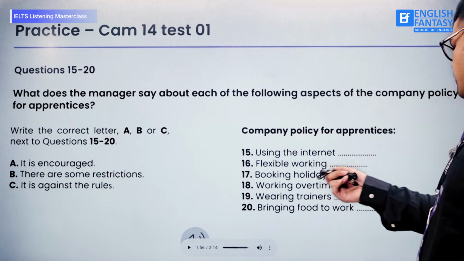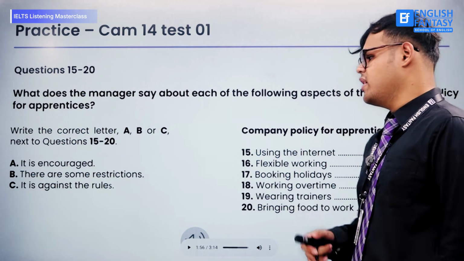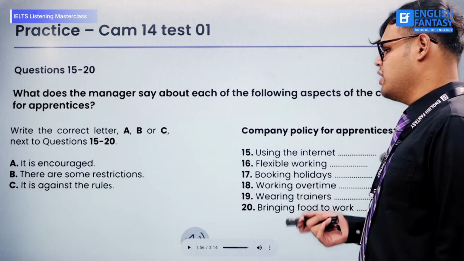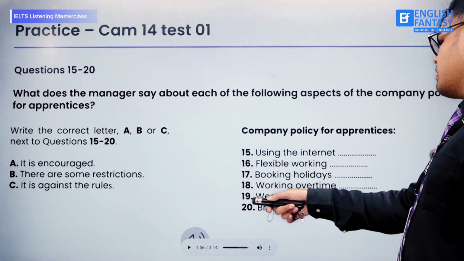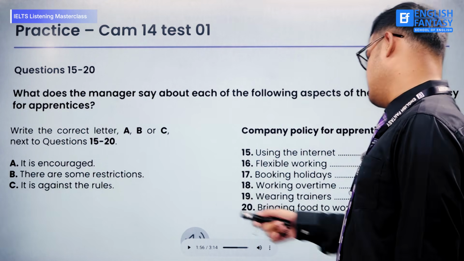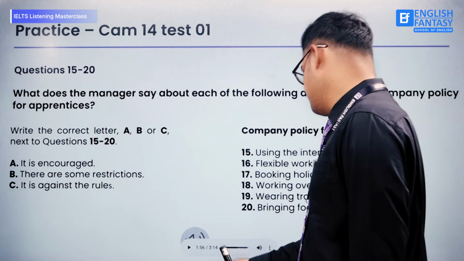Okay, so for booking holidays, they say apart from the holidays that are already designated, you are not to take any more holidays. So we can safely say that it is against the rules, or option number C will be applicable to question 17, booking holidays. Moving on.